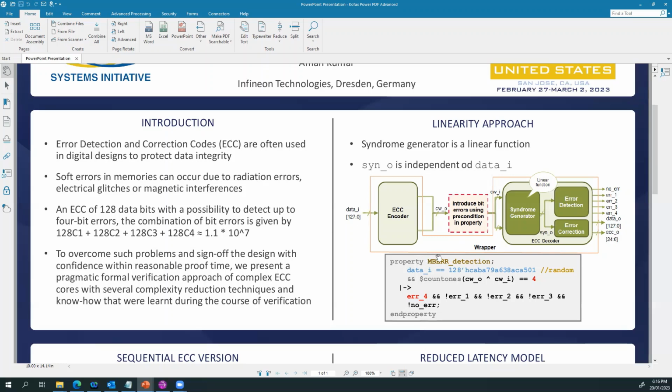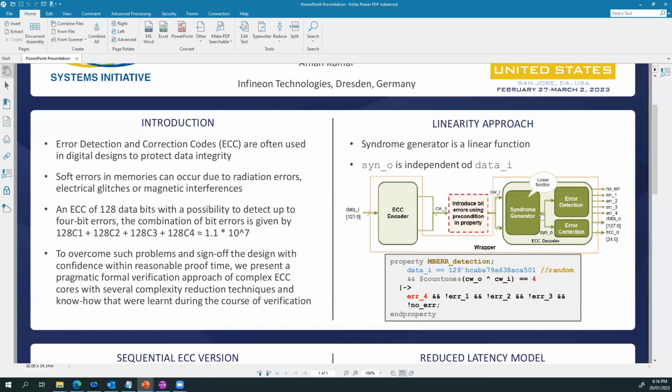The very first thing that we did was introducing bit errors using the precondition in the property. So what we did is we removed the memory and instead added the possibility of introducing bit errors using the precondition. On the other hand, we also looked more into the details of the ECC decoder, and we found that there are three major blocks: the syndrome generator, the error detection, and the error correction block.